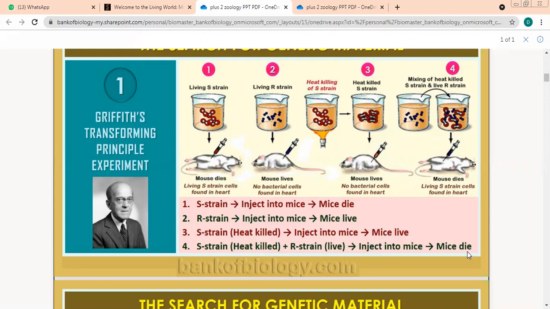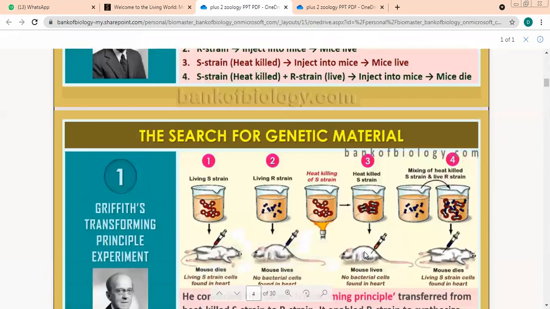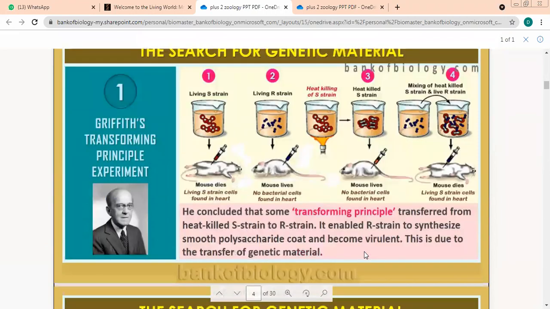It died. It was something surprising for Griffith because he thought that from the R strain the mice would not die. Similarly, the heated S strain also did not kill the mice. But when he combined these two strains, the mice died. So he talked about a rule or a principle which is the transforming principle.